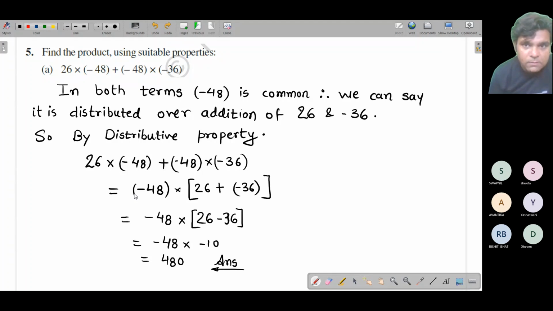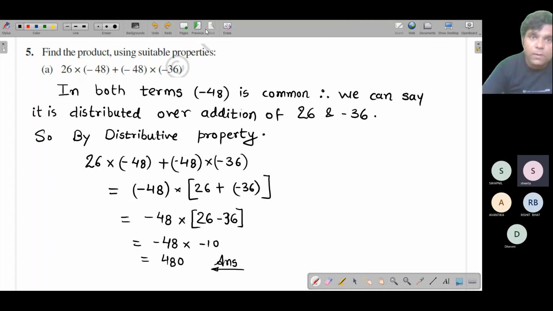Shweta, got it? Yes, sir. Avantika? Yes, sir. Swapnil? Yes, I got it. Very good. Because it's minus minus plus, that's why the answer is positive 480. Now we will see the next part of this question. We have to use the suitable property here also.